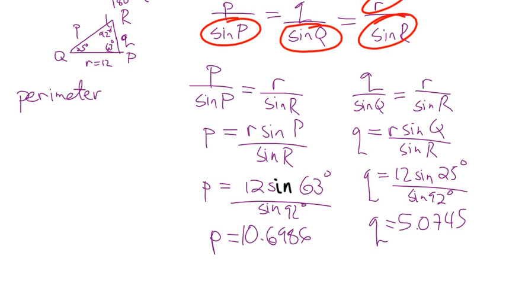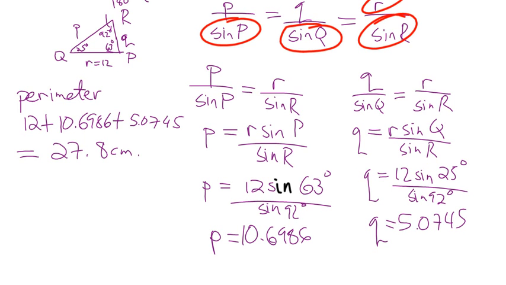All right, now let's add them up. It's going to be 12 plus 10.6986 plus the other side. So if you carry a few more decimal places, and now we round this, what do we get? 27.7? 27.777? Or 27.8? All right, so we would have been okay, right?